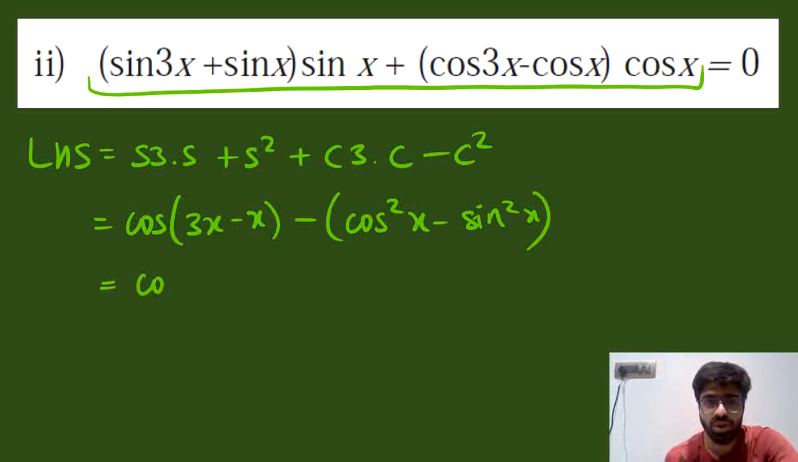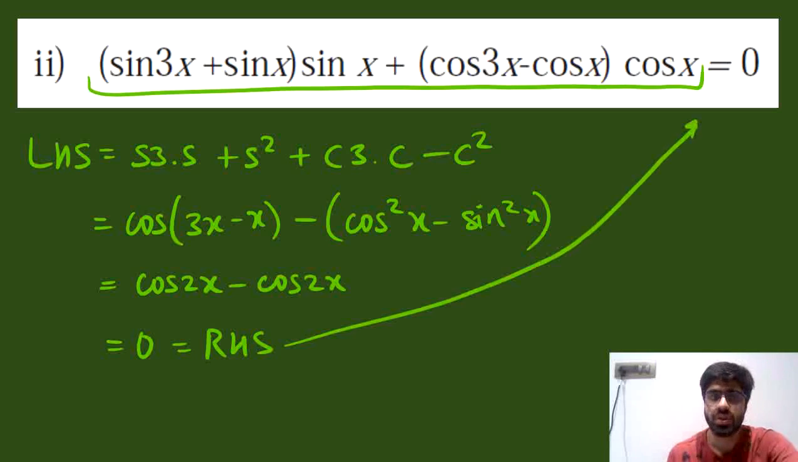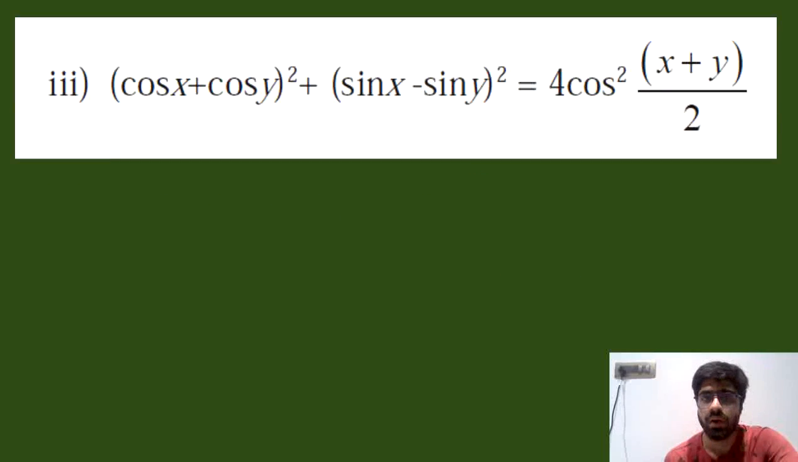So the first term becomes cos 2x. If you realize, the second formula is basically the expansion for cos 2x. So cos 2x minus cos 2x becomes equal to 0, and that is what you precisely have on your right hand side. So that is how we are proving our second sum. Go ahead with the third one.